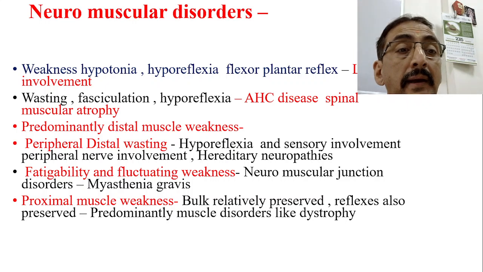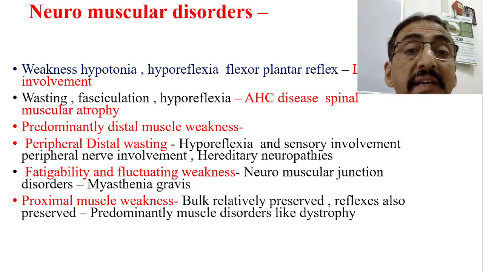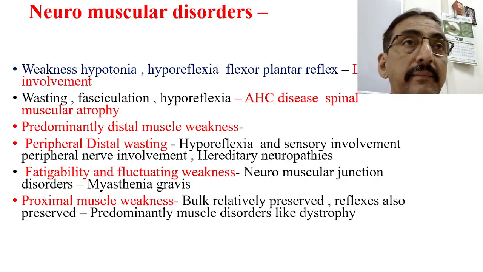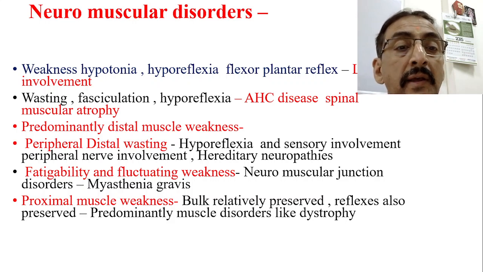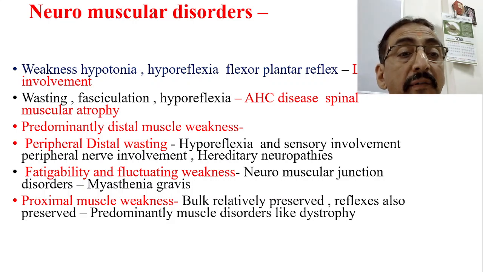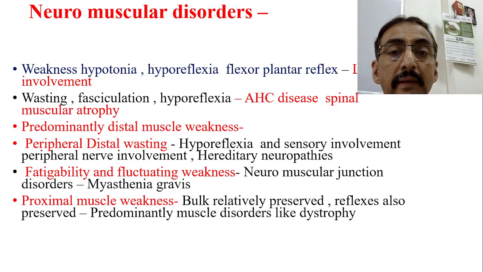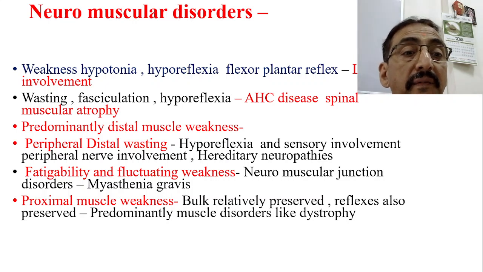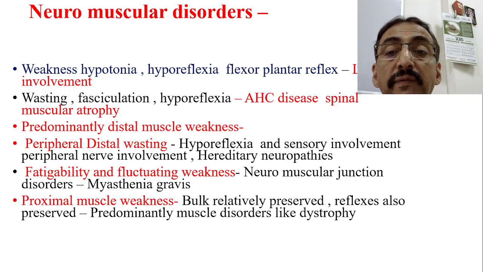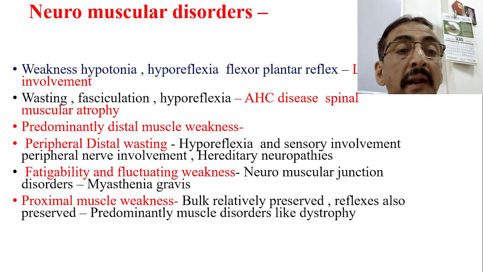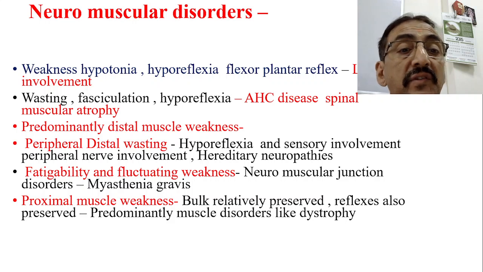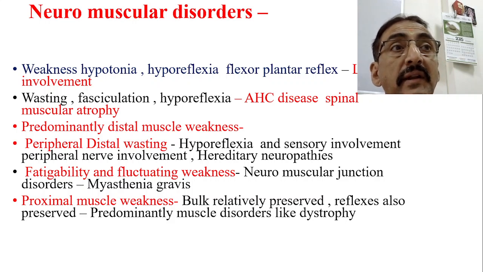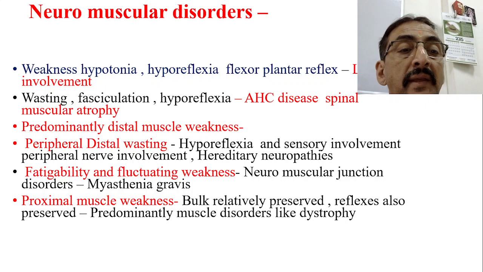Similarly, predominantly distal muscle weakness will be seen, because we know that all nerve problems will have distal muscle weakness. Now peripheral distal wasting. Okay, if there is peripheral distal wasting, hyporeflexia, sensory involvement and peripheral nerve involvement will be seen, and hereditary neuropathies. So this is quite common, where peripheral distal muscle wasting will be seen.